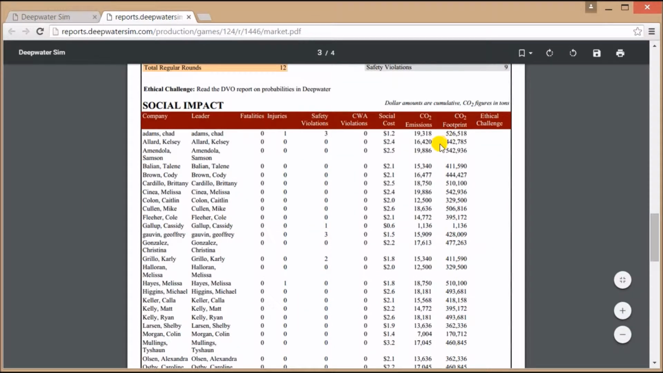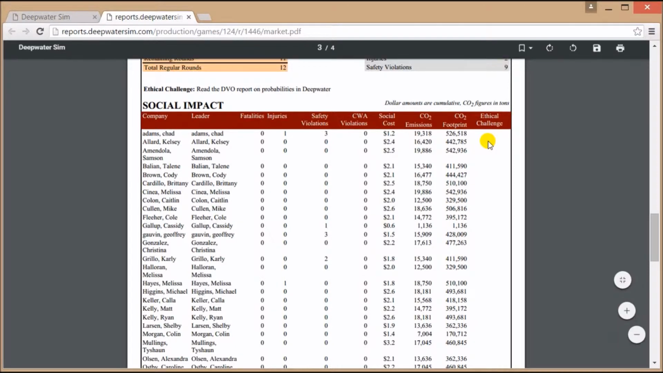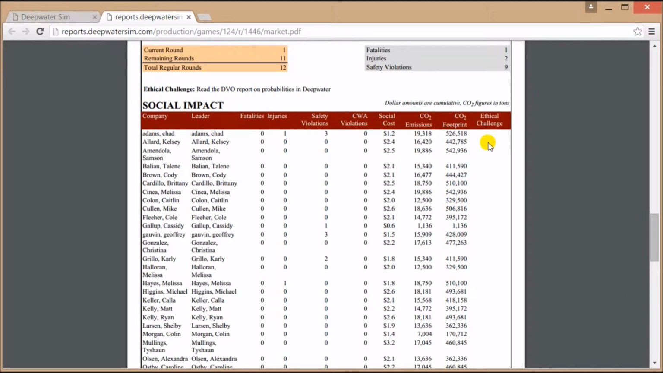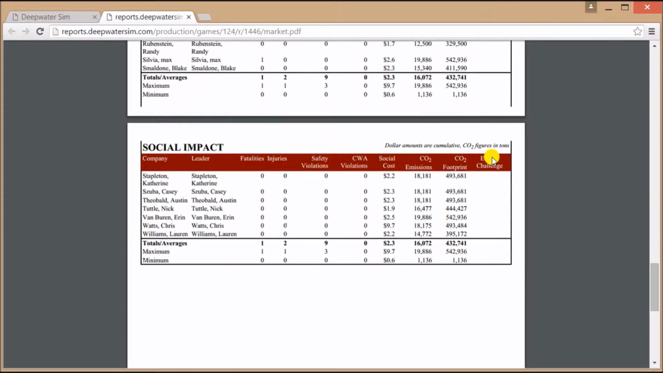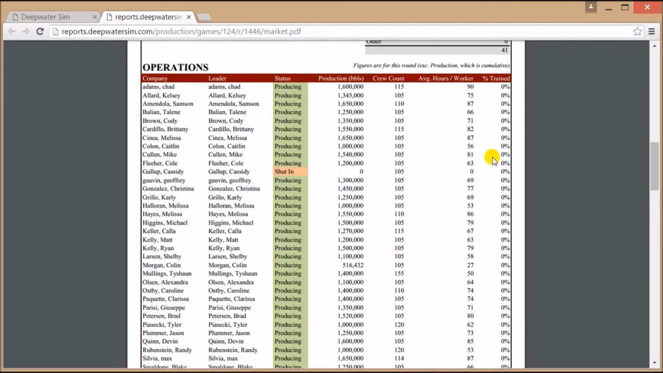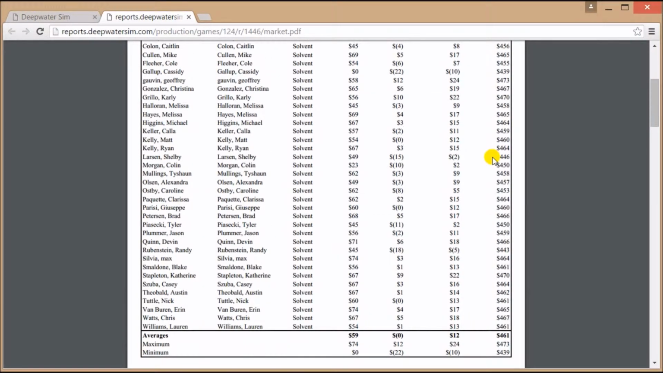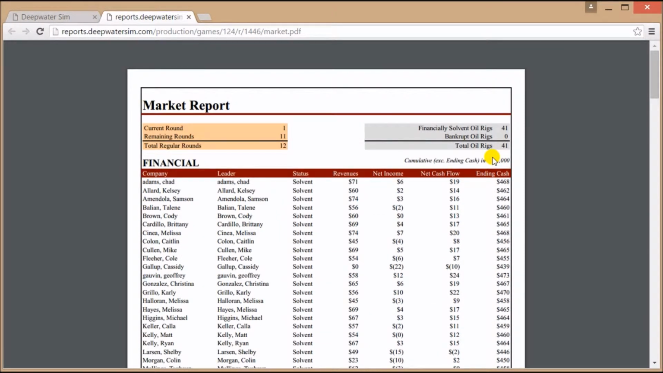And then there's the social impact section. How many workers have been killed, injured, safety violations, Clean Water Act violations, social costs, and then the carbon footprint, and whatever response to the ethical challenge, if there was one in that round. So that's the market report. Again, I think of it as the same type of publicly available information that anybody competing against a publicly traded company would have access to.